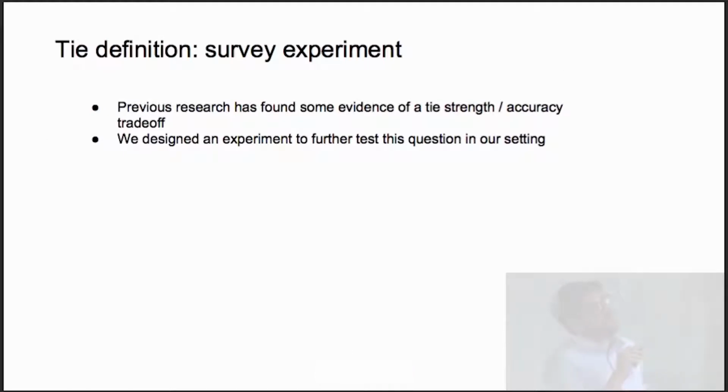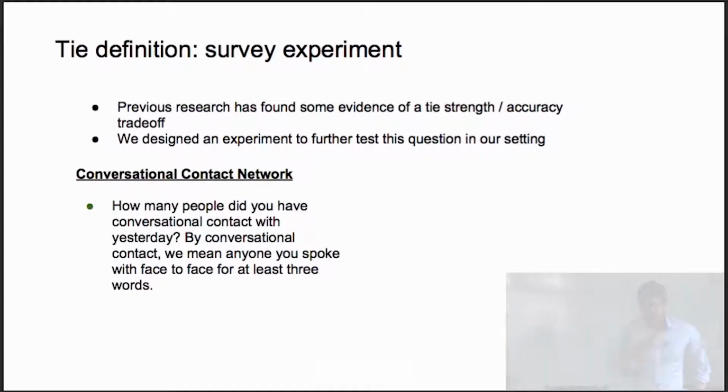Some previous work has found preliminary evidence that there may be a trade-off between the quantity and the quality of information that comes from these network reports. So we designed an experiment and embedded it in the survey that I'll tell you about that further tested this question in a pretty different setting. That experiment randomized people who responded to the survey to report about one of two different types of personal network. The first network asked, how many people did you have conversational contact with yesterday? This is a question that came originally from the epidemiology literature.